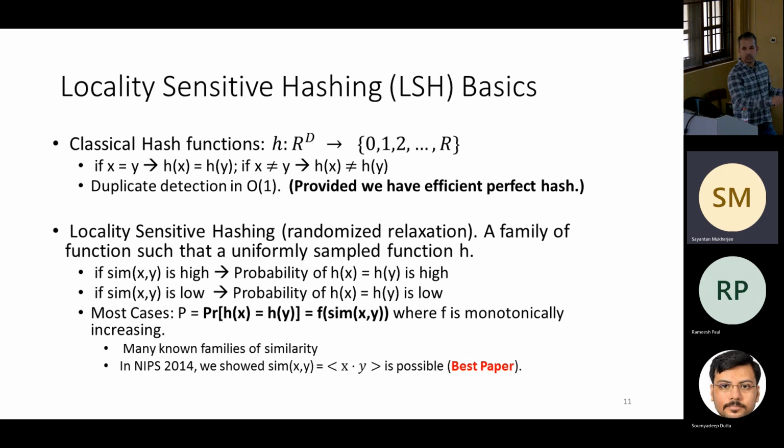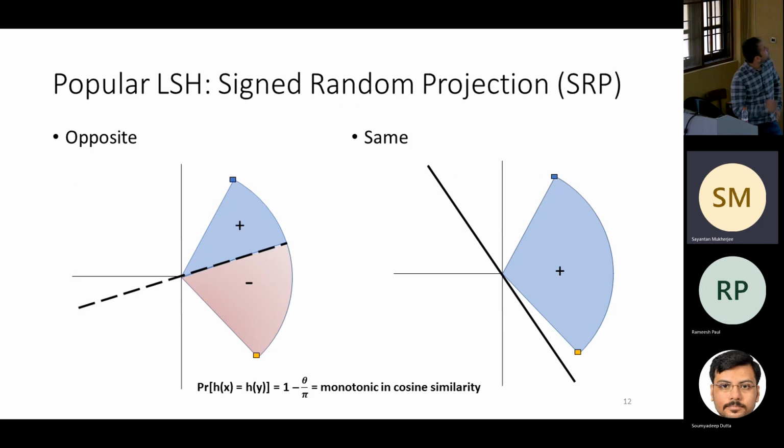In fact, if you look at the construction of those hash functions, most of them look like the collision probability can be written down as a monotonic function of the similarity between x and y. So if the similarity is high, the probability is high. If the similarity is low, the probability is low. There have been many known families of hash functions. In fact, we can even compute hash functions for inner products or some sort of non-kernel similarity that does not satisfy the triangle inequality. That was one of the things that we showed in NIPS 2014.